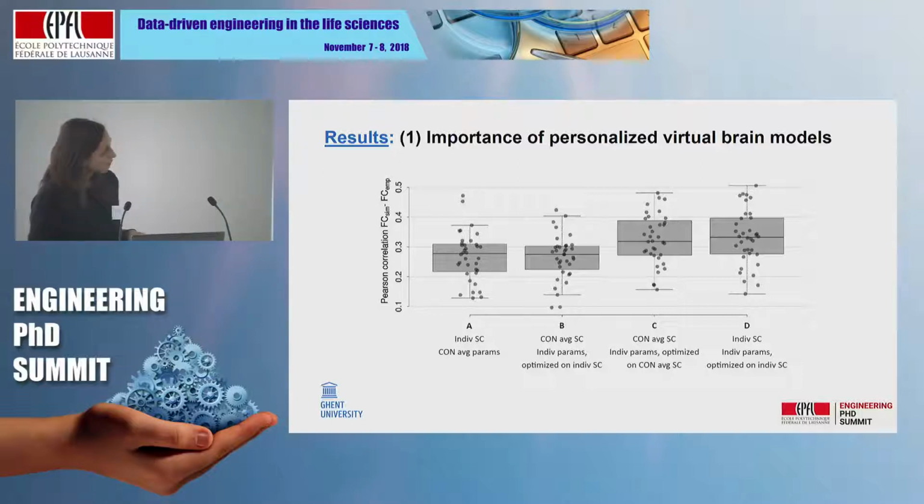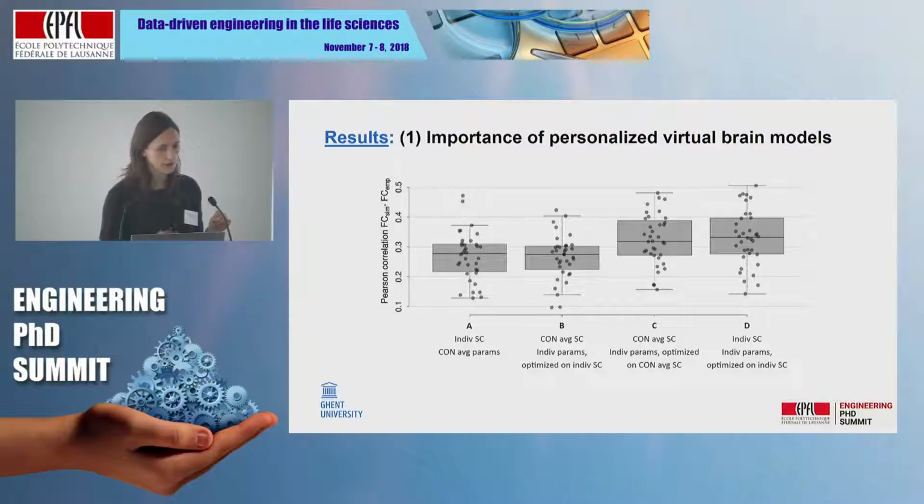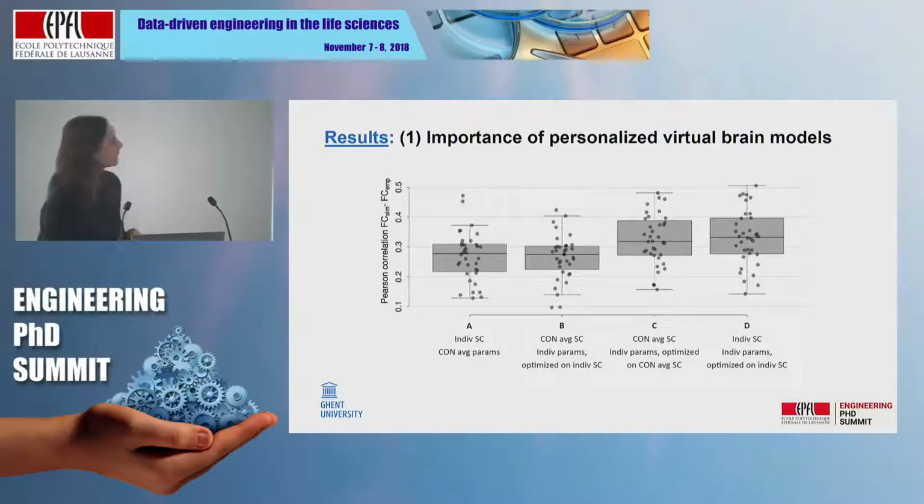Now, you can also see that scenario C is also quite good. And in this scenario, we just used an average structural connectome. And on this average structural connectome, we optimized the model parameters by checking the correspondence with the individual's functional connectivity. So the model parameters are still individual, but the input of the structure is just a general connectome. And as you can see, the model fit is almost as good as in scenario D.